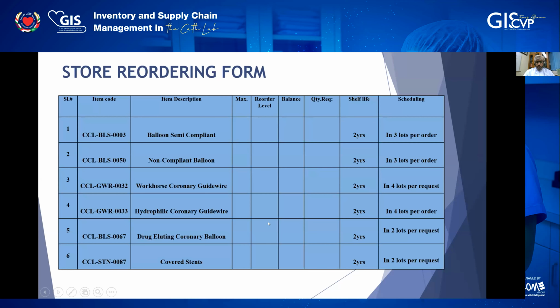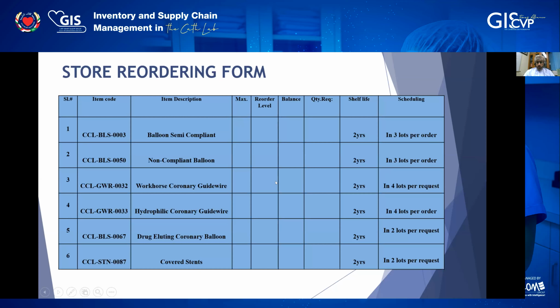So the importance of reorder level: we check it every year to see if we need to increase it or not. What is the meaning of reorder level? I think all of you know, but to make it clear, once we reach, let's say, semi-compliant balloon 500 numbers, I can order that item. Based on this, we make our order. In case any items did not reach the reorder level, we can order them later and go ahead with those items which already reached the reorder level.